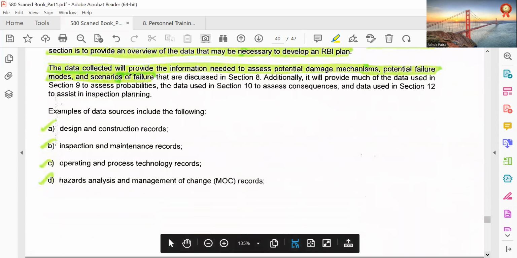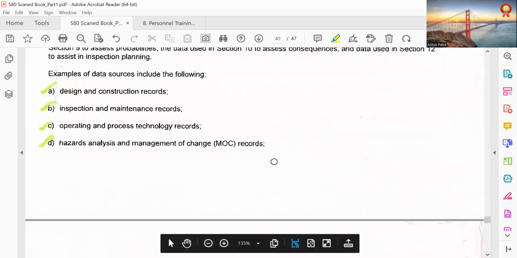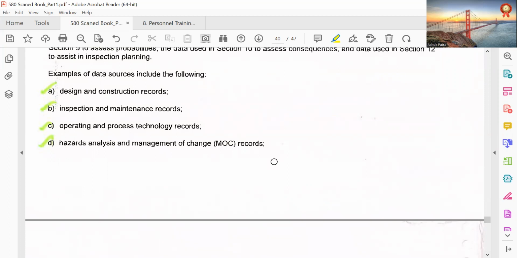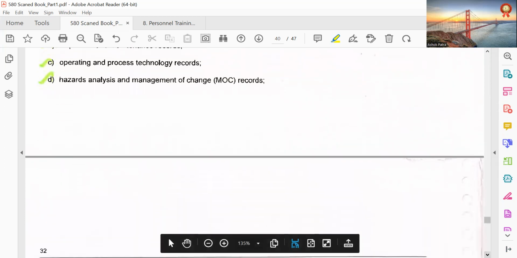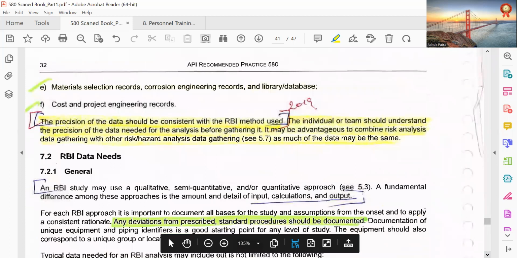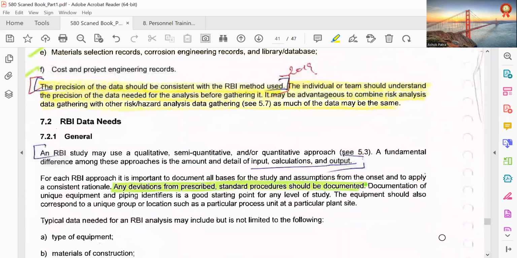So what you need: examples of data sources, design and construction records, inspection and maintenance records, operating and process technology records, hazard analysis and management of changes, material selection records, corrosion engineering records and library database, cost and project engineering records.